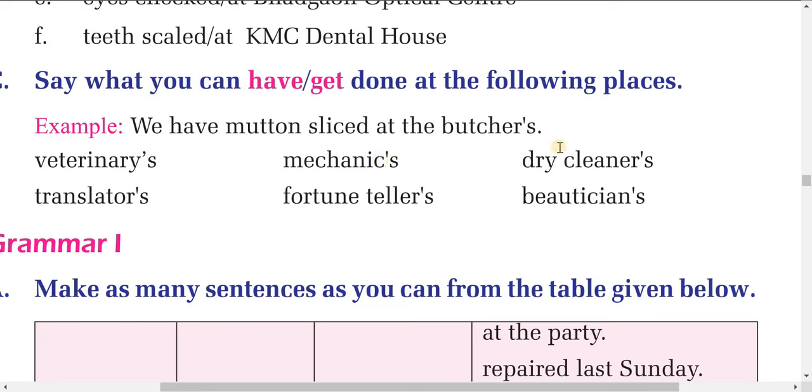You can write here. We have our coat washed at dry cleaners. We have our uniform washed at dry cleaner? No. We have our uniform washed, or we have our dress cleaned at dry cleaners. Translated: we have our document translated. Okay, body test, we have our face, let's say beautified, at a beautician. Okay, we have our face beautified. We have our skin, let's say skin. You can write, we have our face beautified.